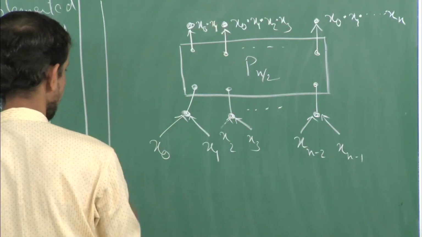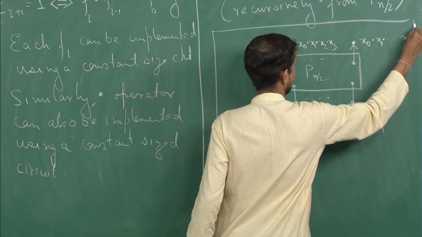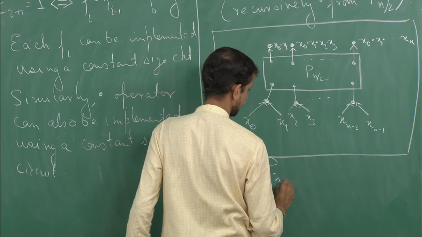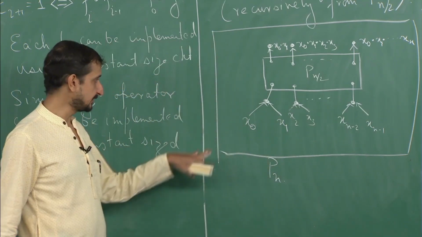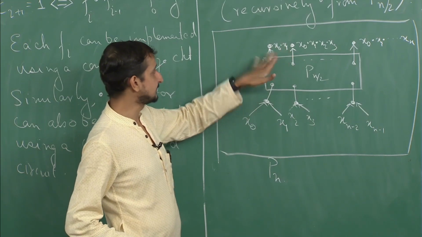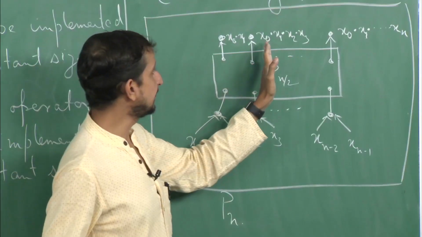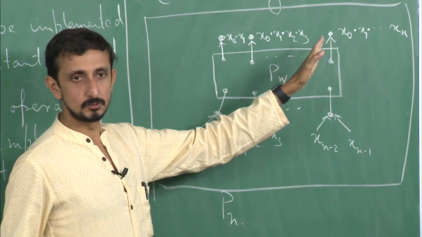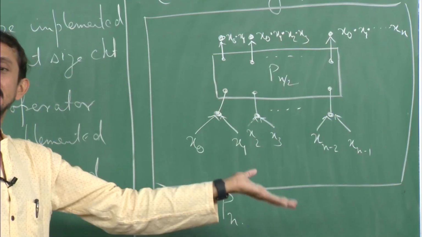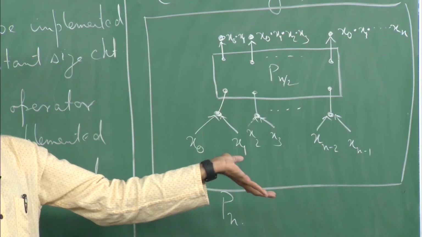Now, I have to give the circuit for Pn. So, I have to construct Pn now, which takes this. Note that here there is a jump, right. I am not, for example, getting x0 dot x1 dot x2 and so on. So, I have to compute those, but note that those are actually easy to compute. How can you get them?